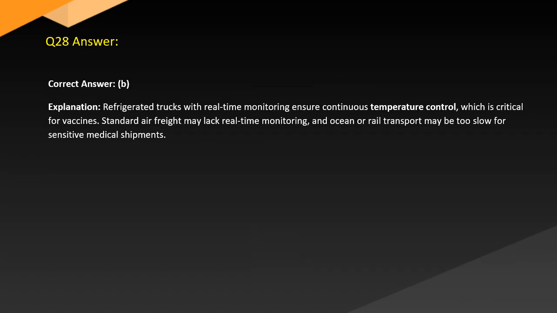Answer. Correct answer B. Explanation. Refrigerated trucks with real-time monitoring ensure continuous temperature control, which is critical for vaccines. Standard air freight may lack real-time monitoring, and ocean or rail transport may be too slow for sensitive medical shipments.